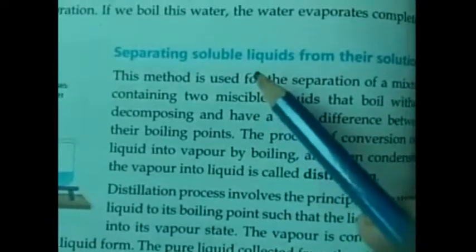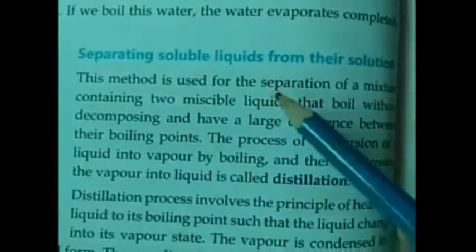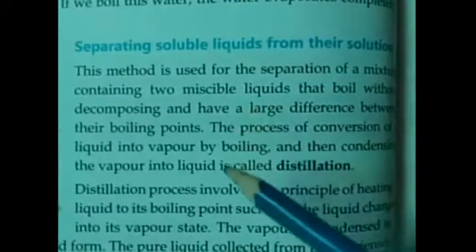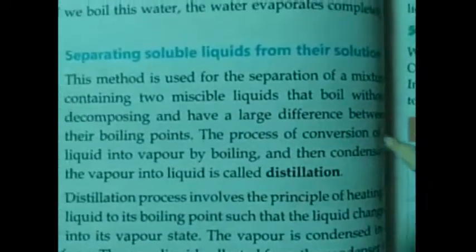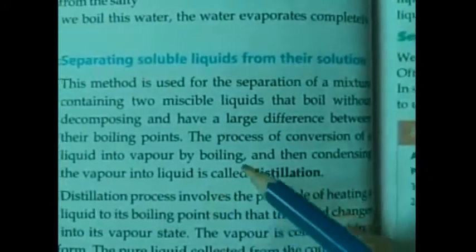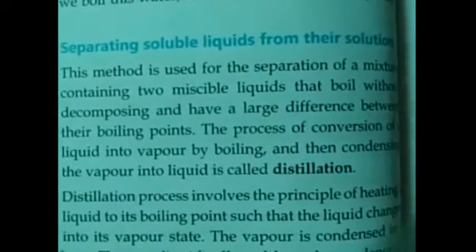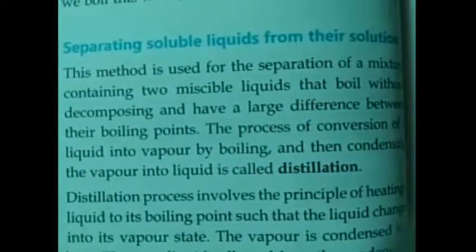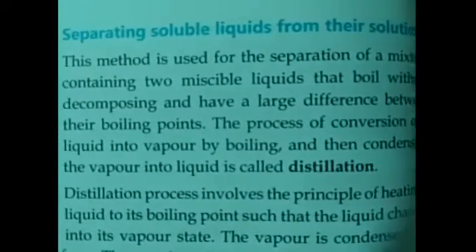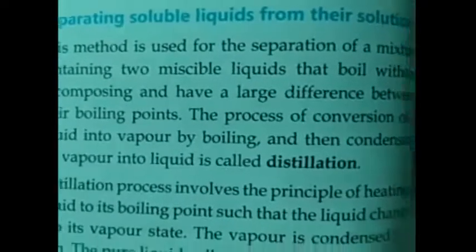Next is separating soluble liquids from the solution. The process of conversion of a liquid into vapor by boiling and then condensing the vapor into liquid is called distillation. First, we evaporate the solution, then it condenses.